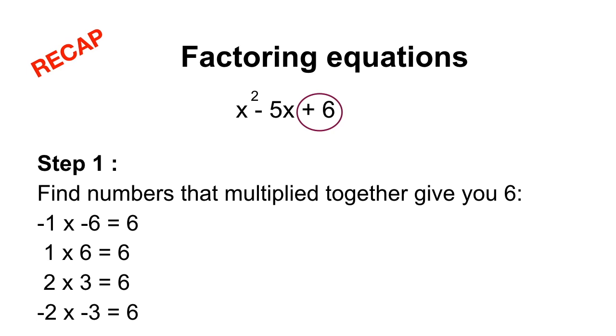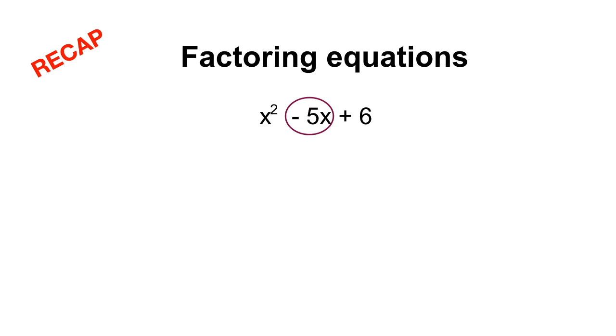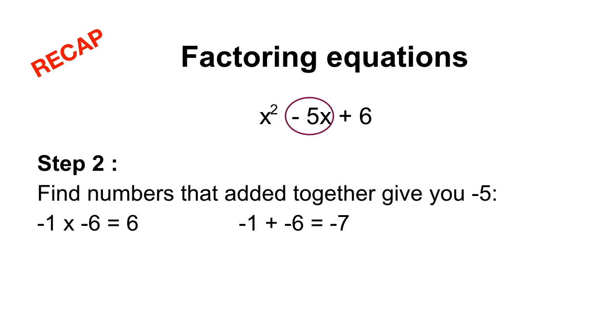So if you multiply negative 1 by negative 6, that gives you 6. If you multiply 1 times 6, that also gives you 6. 2 times 3 gives you 6. Minus 2 multiplied by minus 3 is equal to 6. Okay, so these are all the factors of 6. Step 2 is then to look at this number with the x value and then find the numbers that you found before that when they add together give you minus 5.